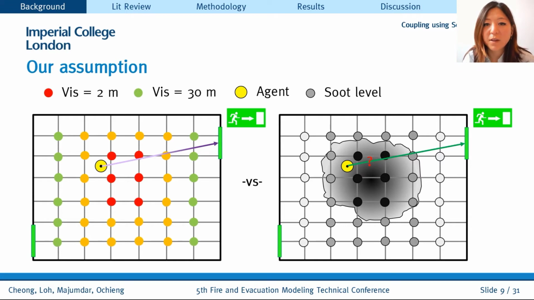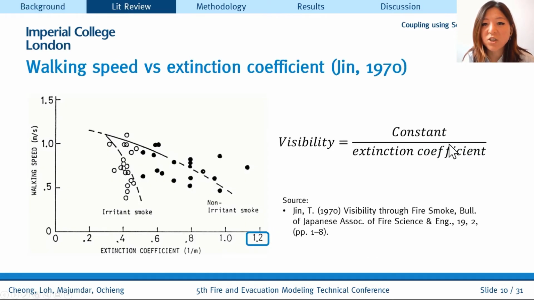It wouldn't be a visibility research without considering Jin's experiment in the 70s, where people's walking speed has been measured against visibility impacted by smoke from a real fire. Here you see that the analysis shows only up to a low extinction coefficient. Extinction coefficient is ultimately the inverse of visibility. The experiment showed that with lower visibility, or higher extinction coefficient, the walking speed would decrease.